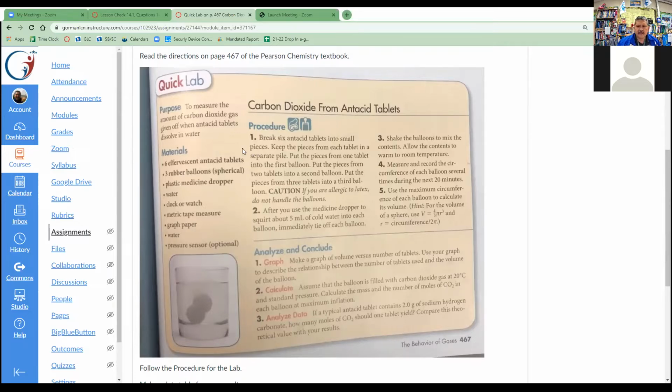So let's take a look. It says that the purpose of the lab is to measure the amount of carbon dioxide gas given off when antacid tablets dissolve in water. You can see a photo of what happens here. Here's a glass with some antacid in it, and then you see some bubbles coming off. It's carbon dioxide coming off.